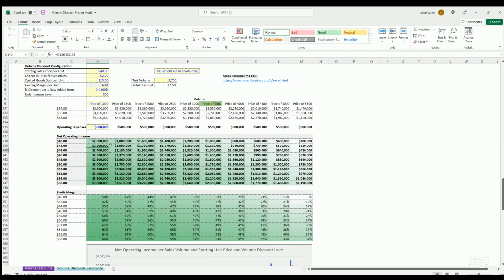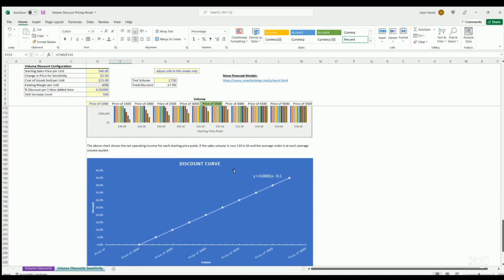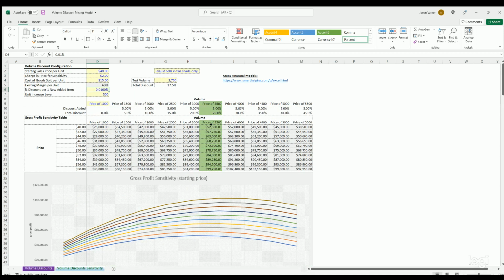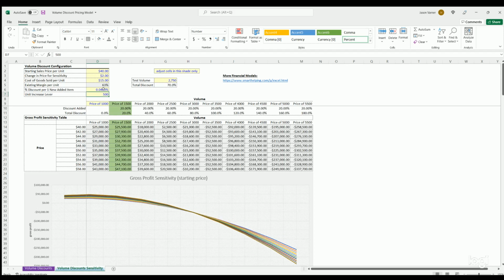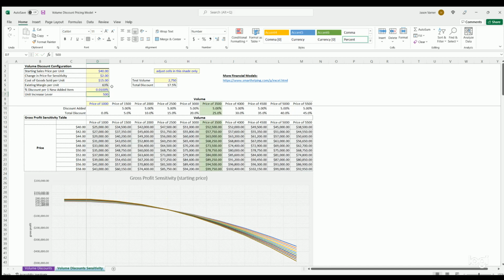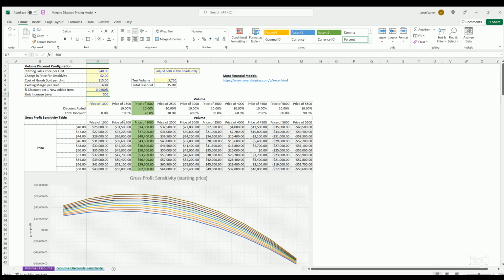And then net operating income, we still get down to the same chart, but it's just showing you if you have these different starting price points, what that looks like, profit margins, some charts with that, and then a discount curve, which is just based on this happening here. And then this conditional formatting all works. Let's say these are heavy volume. Let's do a little bit higher discount. Oh, too high. It doesn't even show on the chart. So there's 0.01. Let's say 0.02. So you can change this.